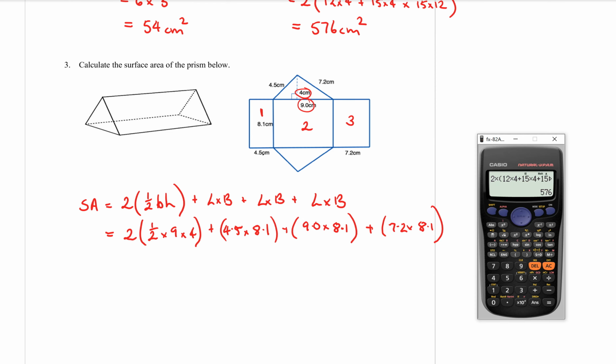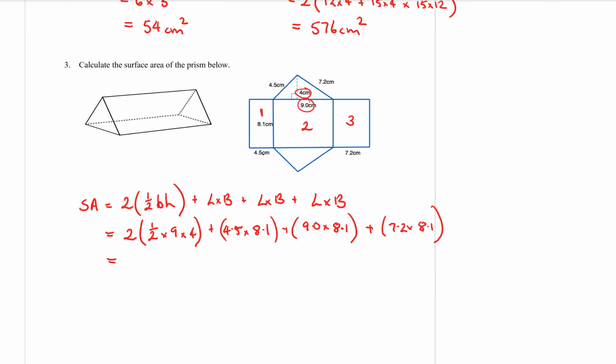And calculate. 2 times half times 9 times 4 plus 4.5 times 8.1 plus 9.0 times 8.1 plus 7.2 times 8.1. So 203.67. And the units are centimeters squared.